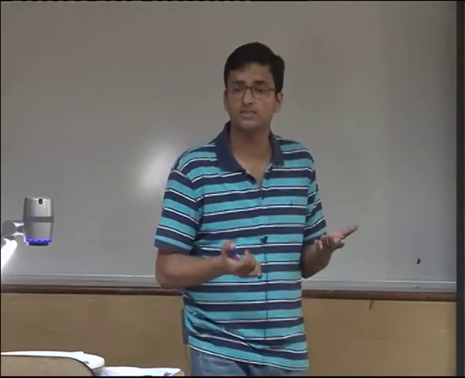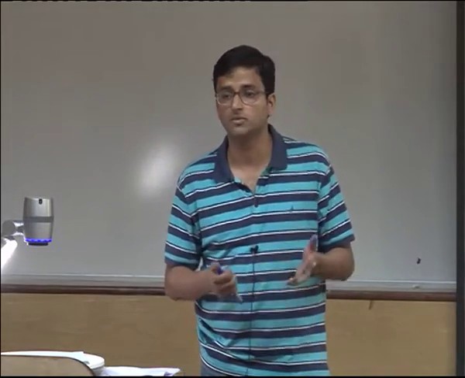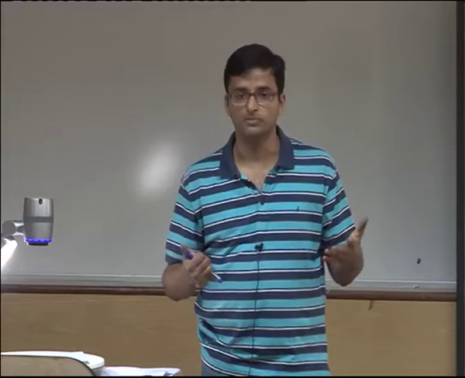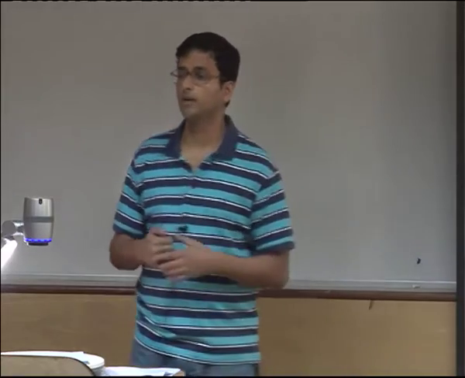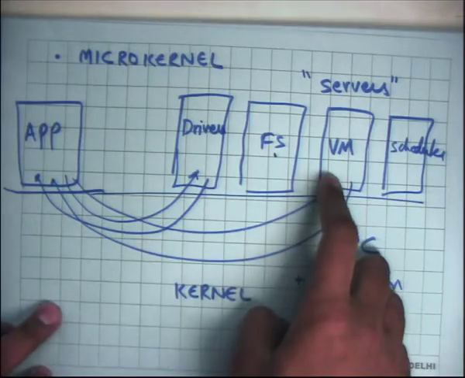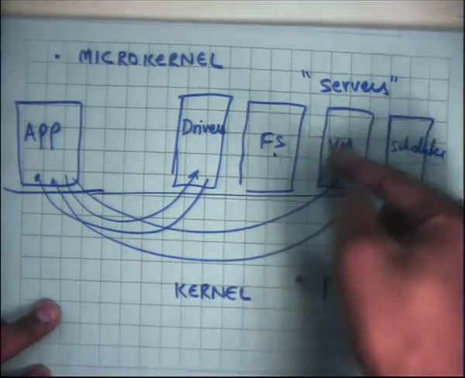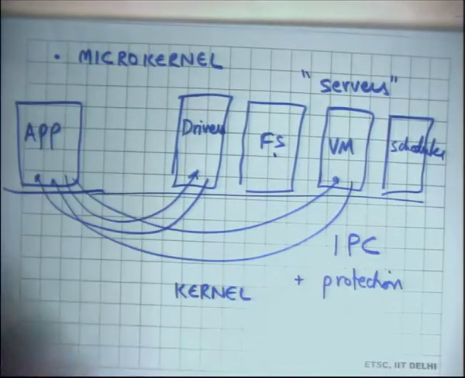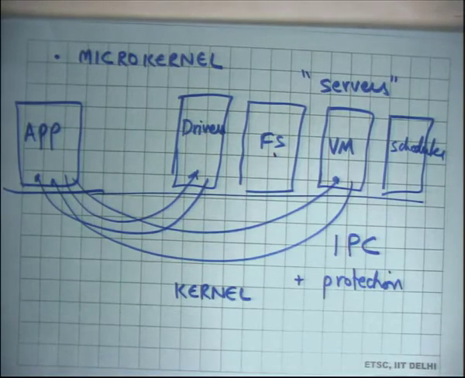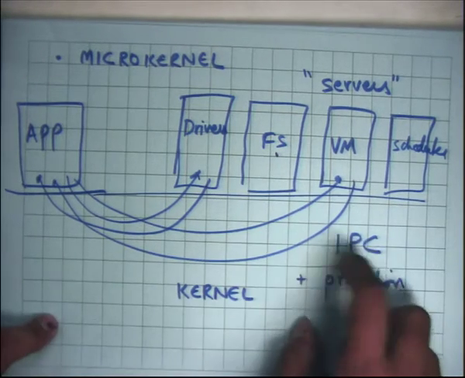What's the problem with this? Why is it not so popular? It's slow, right? If the application needs to talk to the virtual memory system, it actually needs to go from user to kernel, kernel to user, then user to kernel again, and then back, right? So there are at least 4 user-kernel crossings that you have to make, as opposed to 2 in the monolithic kernel case, right? So it's slower, and there were lots of techniques that were proposed to implement fast IPC.